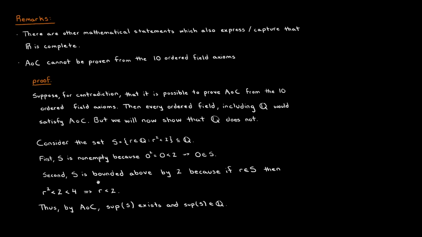And secondly, S is bounded above by many numbers. In particular, it's bounded above by 2 because if r is an element of S, well then its square is less than 2. And since 2 is less than 4, we can take the square root of both sides of this inequality and we get that r is less than 2. So what we see is that 2 is indeed an upper bound, right? 2 is bigger than or equal to everything inside S.